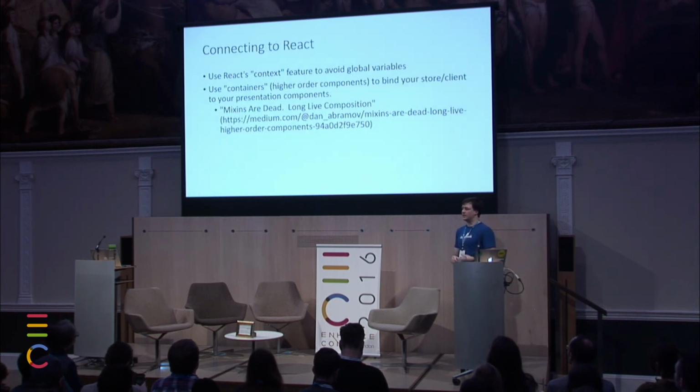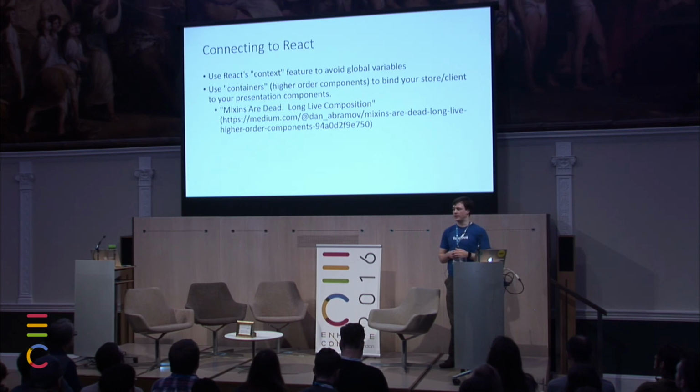When it comes to connecting this into React, I wanted to focus on other things, so I haven't talked too much about this. But React has a context feature, so if you're trying to build something like Bicycle from scratch, you should read about that. This helps you avoid global variables.